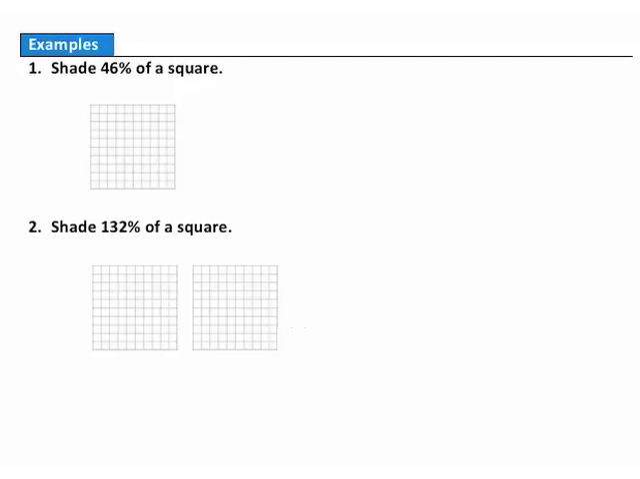Now let's take a look at some examples that will help you understand how to shade a percent of an object. Example 1. Shade 46% of a square. Well, 46%, we learned in the definitions that percent means out of 100. So 46% means 46 out of 100. So in my square over here, I actually have this square divided up into 100 different little boxes. So I just need to shade 46 of these 100 little boxes.